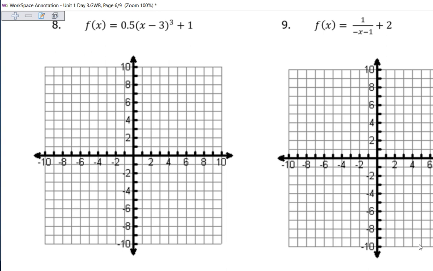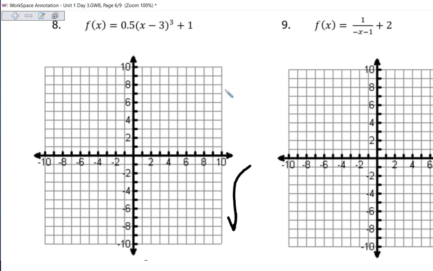Number 8, what is the parent function here? Cubic. It's raised to the power of 3, so it's the cubic function. What does the cubic function look like? It goes up and down. The left arm points down, the right arm points up. So that's just a brief drawing for the cubic function.